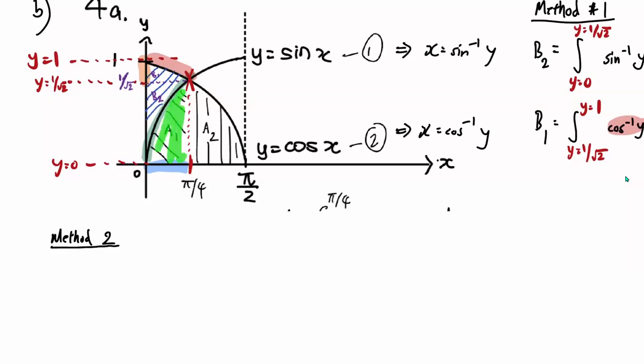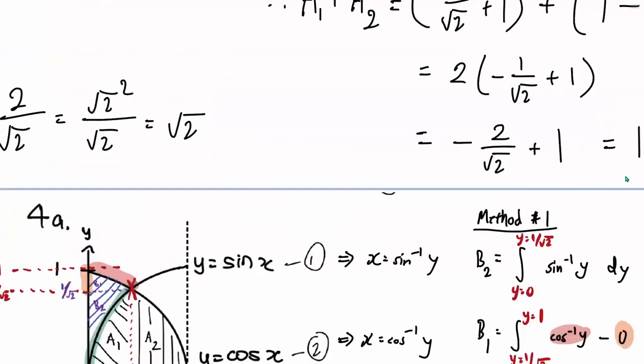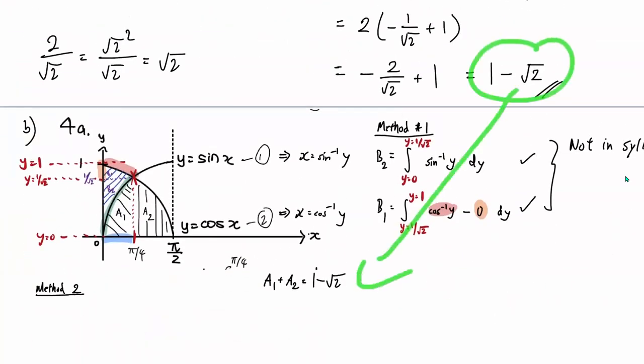We found A1 and A2 already, right? Remember? A1 plus A2 is equal to, what was it? 1 minus root 2. Okay, the answer from before. Right? Yes?